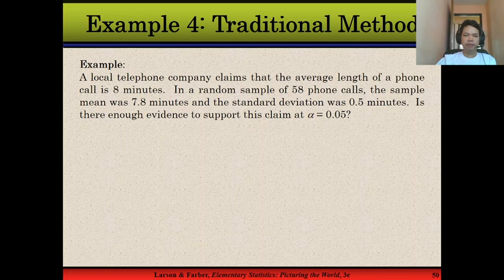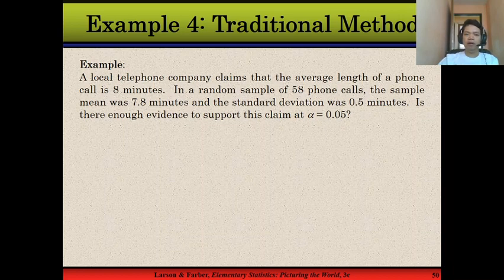Traditional method. So, a local telephone company claims that the average length of a phone call is 8 minutes. So, in a random sample of 58 phone calls, the sample mean was 7.8 and the standard deviation was 0.5. So, is there enough evidence to support this claim at alpha of 0.05?